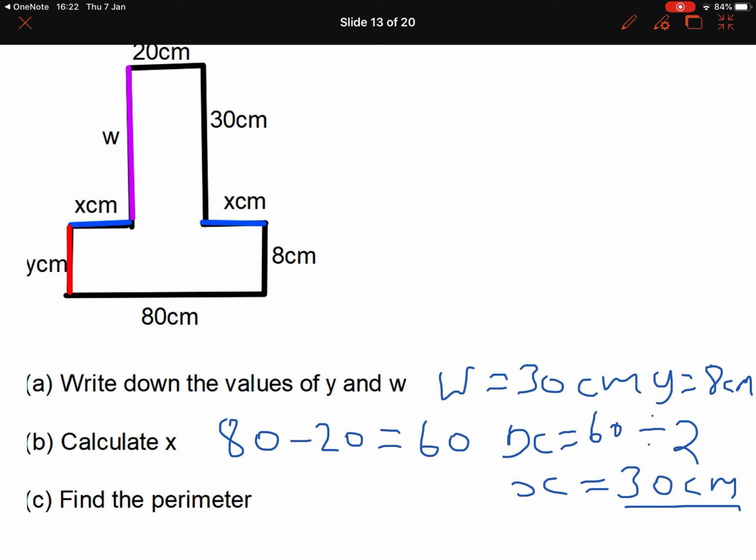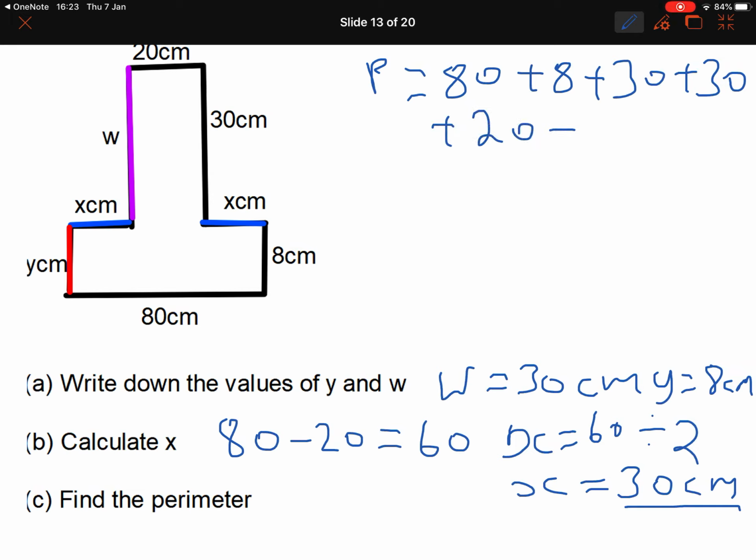Okay, right, so now to find the perimeter, all we've got to do is add the sides around all on the outside, which means pairing things together. So the perimeter is, I'm going to start with 80, so 80 plus 8 plus x, which is 30, plus 30 plus 20 plus another 30 plus x, which is 30, plus that value y, which is 8.